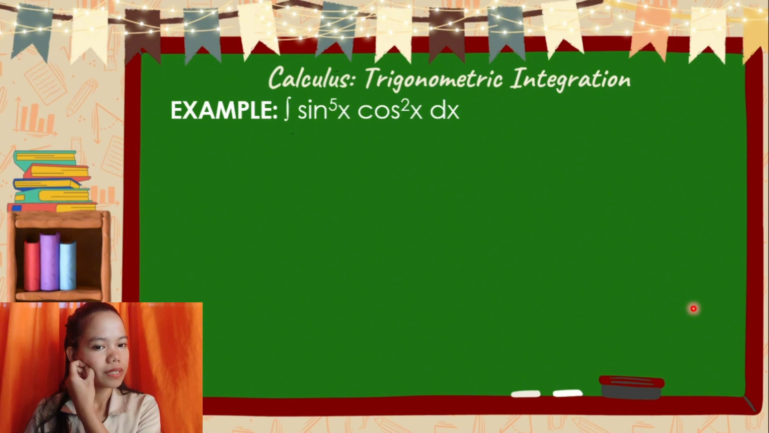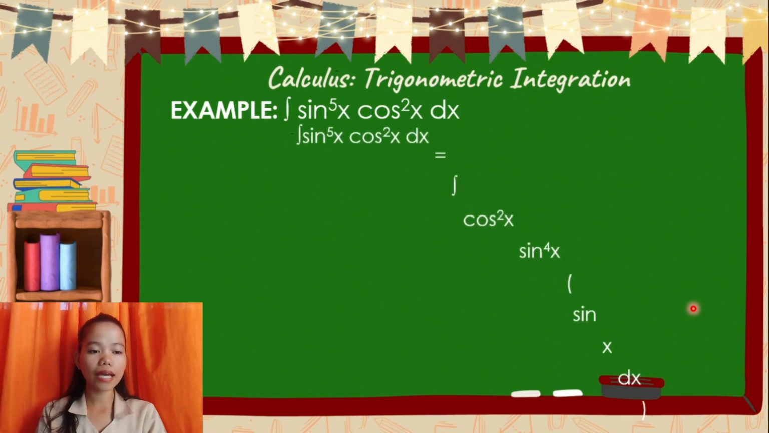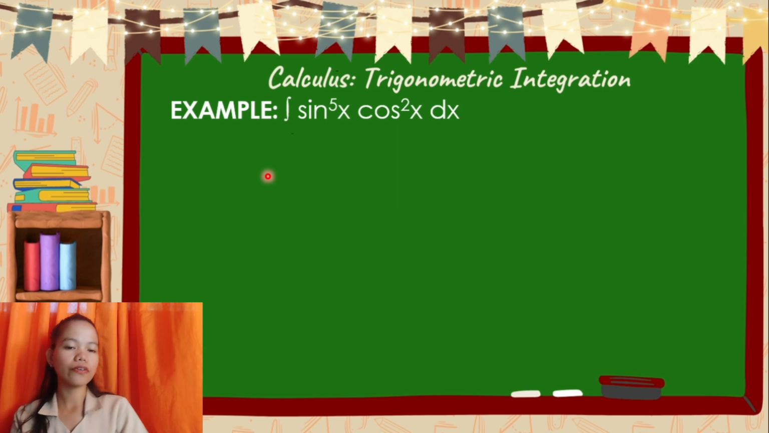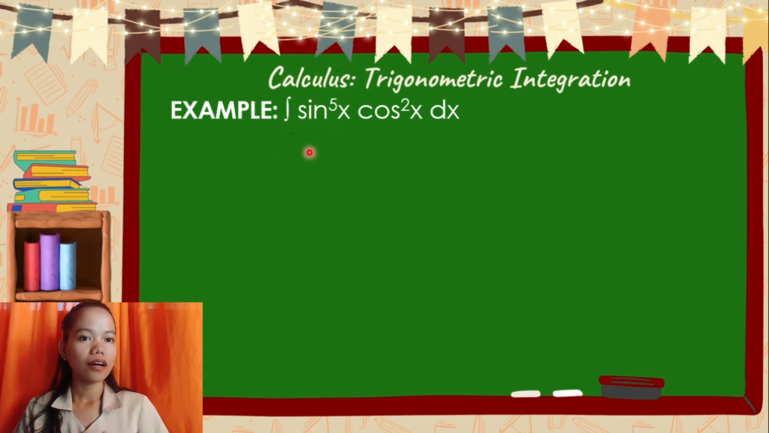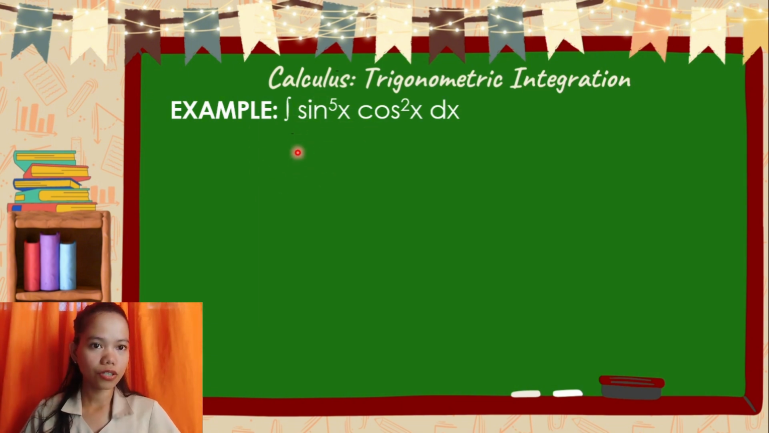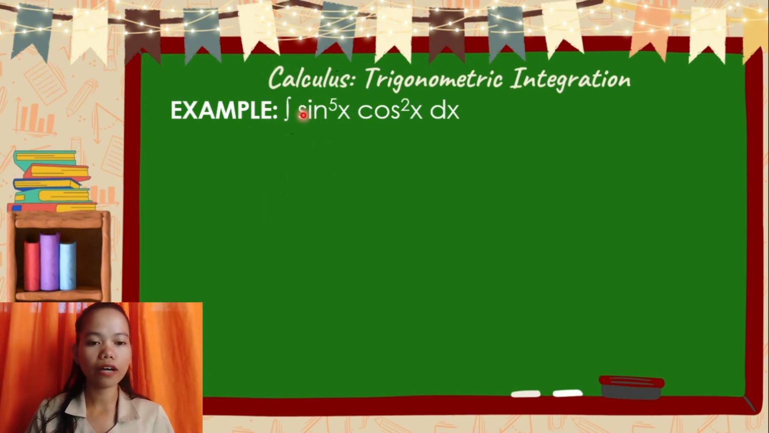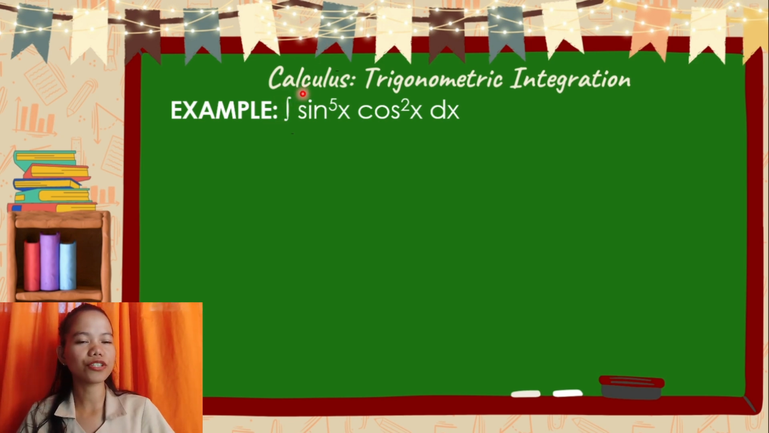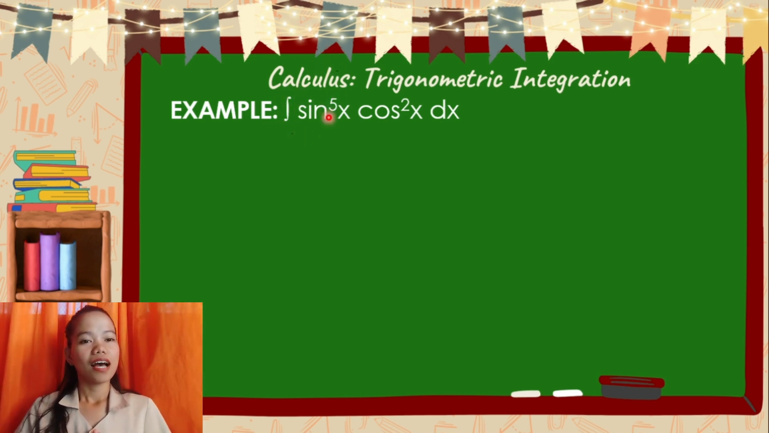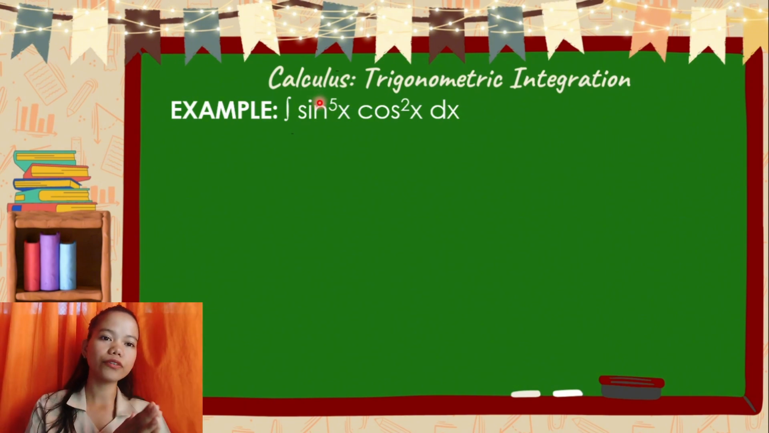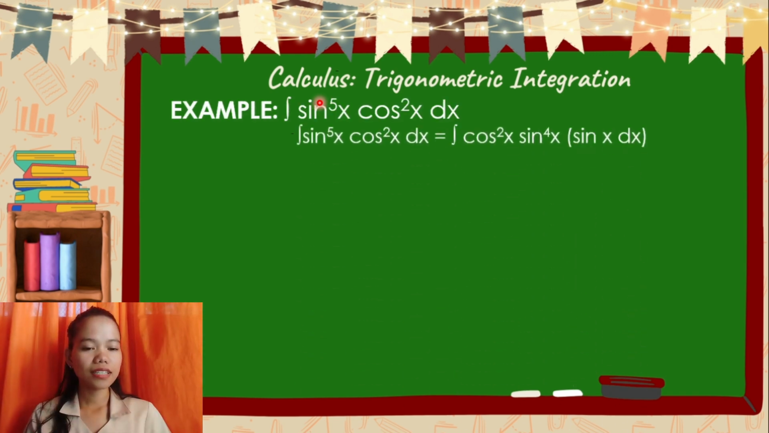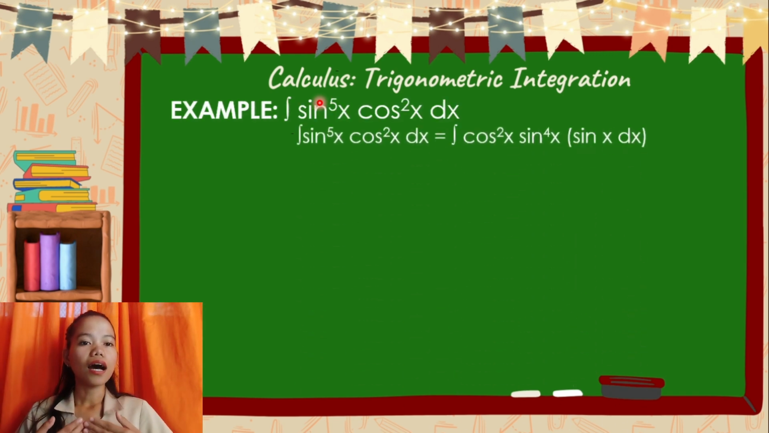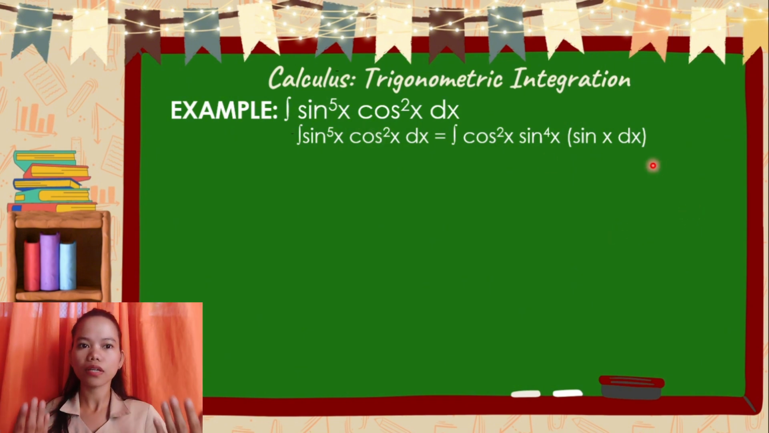For this one, as you can see, the exponent of the trigonometric function that we have for sine, which is 5, is an odd integer. That's why we have to factor out one of it, so that we're going to have a sine function that is raised to a positive even integer.